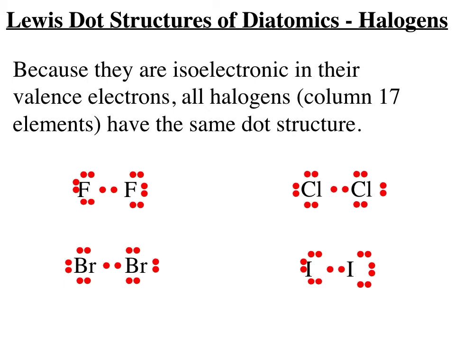And since each of these has 7 valence electrons, since each of these is short by 1 electron from completing its octet, each of these will form Lewis dot structures in the diatomic form of the type you see below, where a single pair of electrons is shared between each of the two atoms in combination.